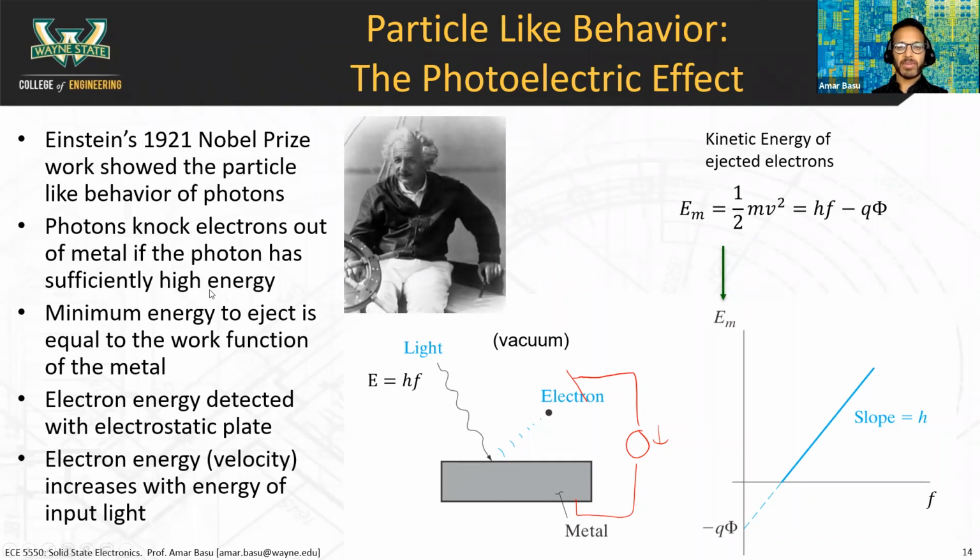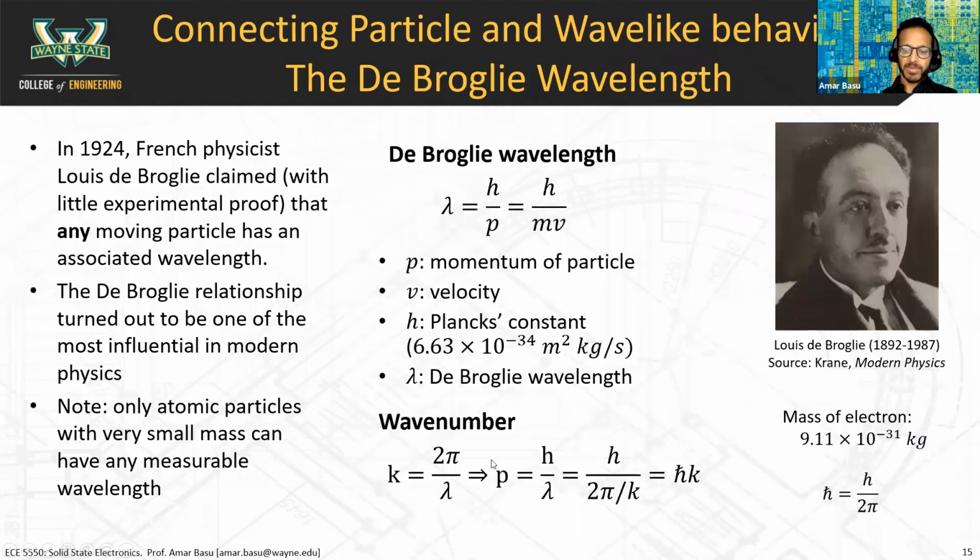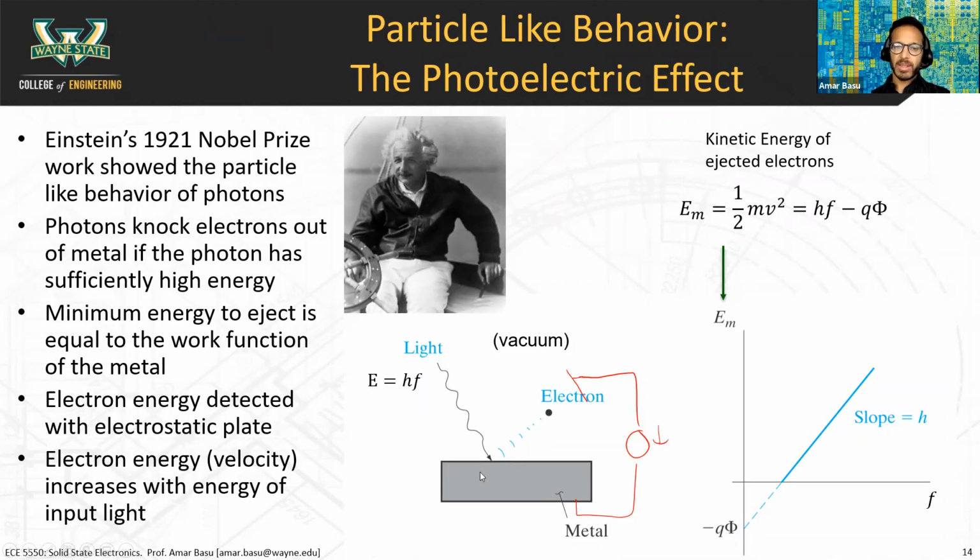Here is how the photoelectric effect works. Think about light as a bunch of photons, and you can think of the photons as particles. Each photon hits the metal, and if the collision has enough momentum, enough energy, then it will knock off an electron.